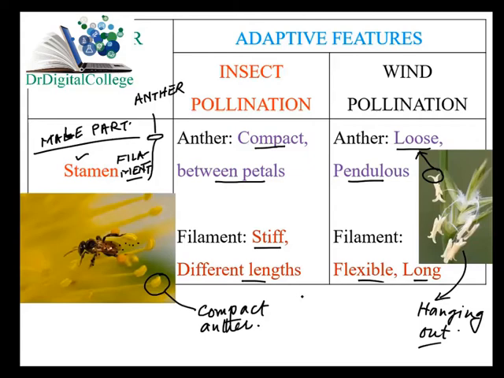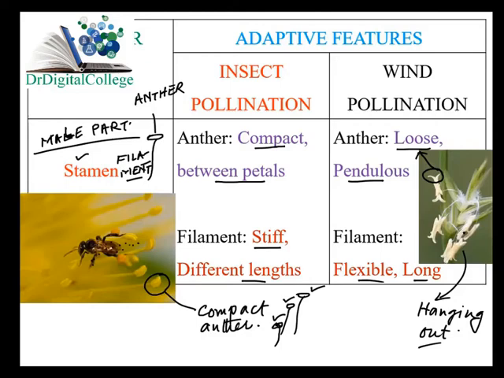So that's why the filaments are stiff and of different length. Some are at this level, others are at this level, others are at this level. Meaning if an insect is coming, it will encounter this anther. If this is left, then it can encounter this anther. If this is left, it can encounter this anther, and so on. So they are present at different lengths.